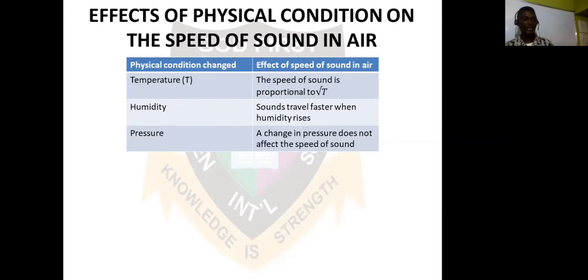I'll take it one more time. For temperature, the speed of sound is proportional to the square root of its temperature. Humidity has to do with the amount of water vapor in the atmosphere, so sound travels faster when humidity is higher. Then for pressure, the pressure in the air does not actually affect the speed of sound in air. So pressure from external or internal sources in the air does not affect that.